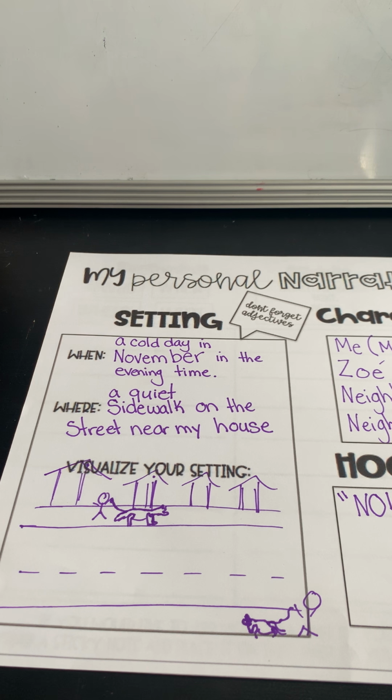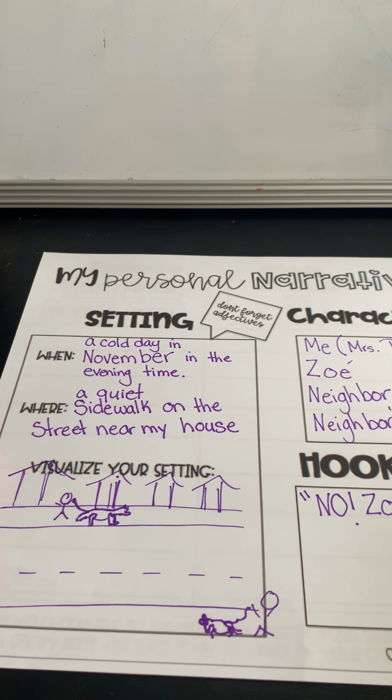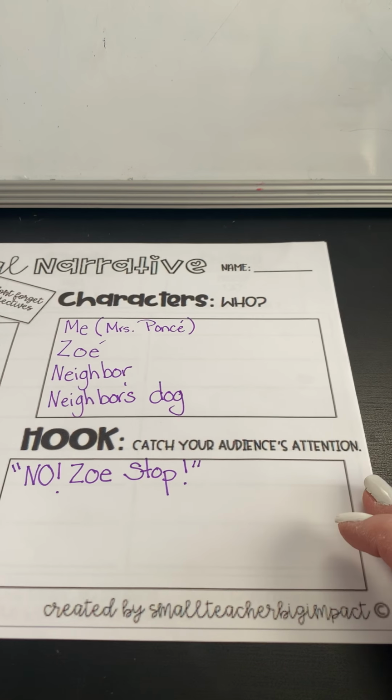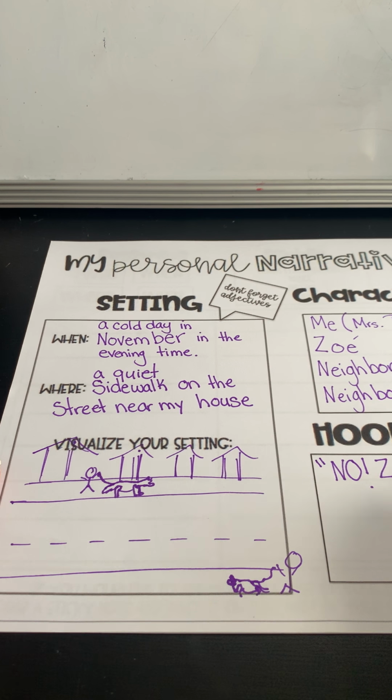So, in the first video, I explained how I filled out this graphic organizer, and I shared with you all that my story is going to be about the time that I took my mom's dog, Zoe, for a walk, and she took off running after another dog, and I tripped and fell and hurt myself trying to keep her from crossing the street and going after the other dog.